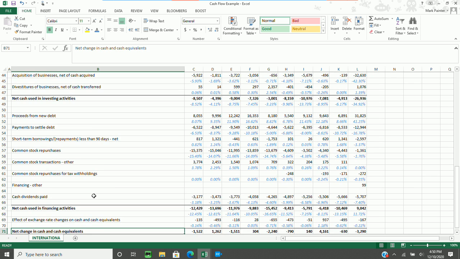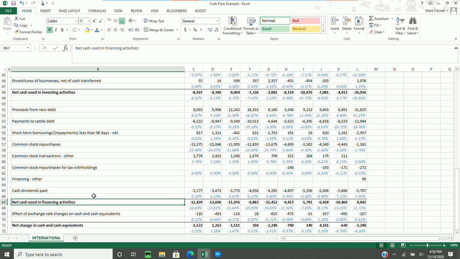And the last part is cash from financing activities. This would be anything that has to do with how you finance your business. So that would be issuing or retiring of debt, or issuing or retiring of stock. That's really what it comes down to. And then obviously, a very, very important part, which is any dividends that are paid.